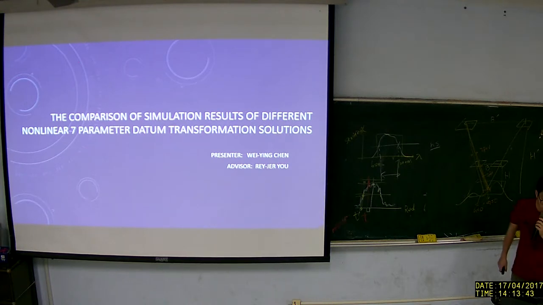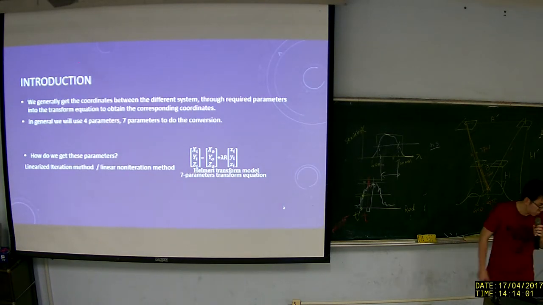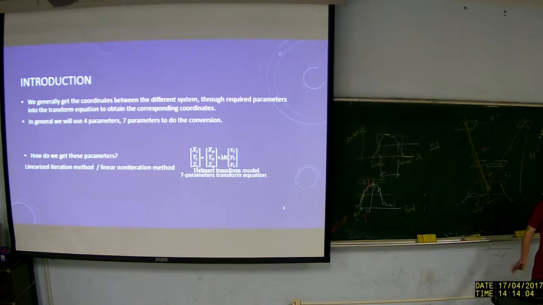Hello everyone. Today my topic is the comparison of the simulation result of different nonlinear 7-parameter datum transformation solutions. I'm Wayne Chen, and my advisor is Ruizhe Yu. In my introduction, we generally get the coordinate between different systems by putting the required parameters into the transform equation to obtain the corresponding coordinate. We generally use the 3-parameter, 7-parameter, or 4-parameter to do the conversion.